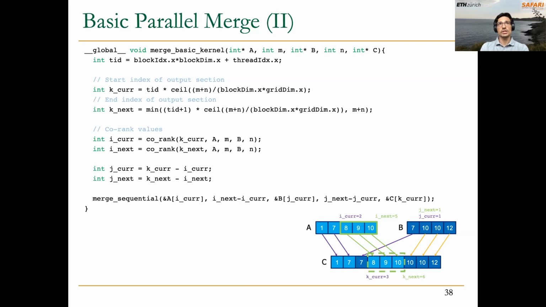And this is the code of the basic parallel merge. Observe that we are dividing the whole output array among the available threads. This is the thread identifier. Based on this thread identifier, the size of the output, m plus n, and the total number of threads that we are using, we obtain k current and k next. Using this k current and k next, we call the co-rank function such that we obtain i current and i next, and then j current and j next. These define the ranges, the sections of the input lists A and B that we have to look at, and then we can perform the sequential merge. Each thread individually performs the sequential merge for the output section that has been assigned to it.